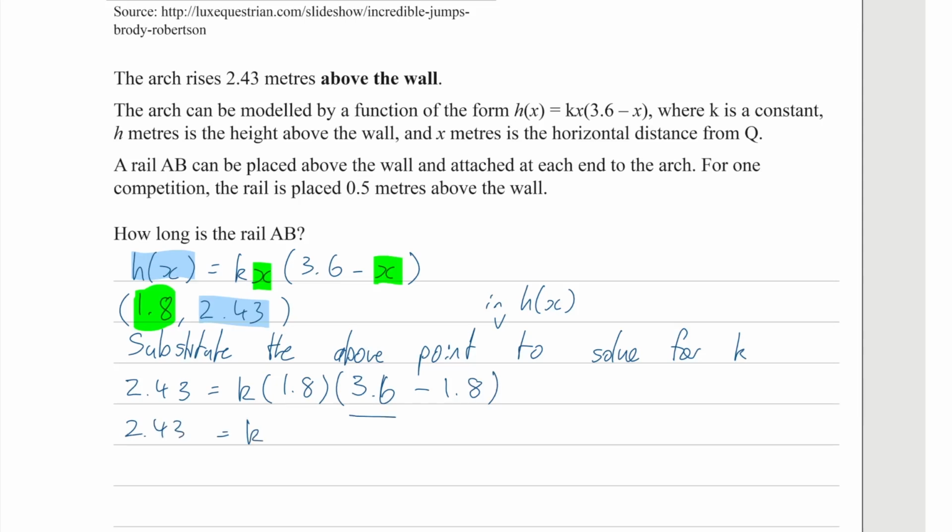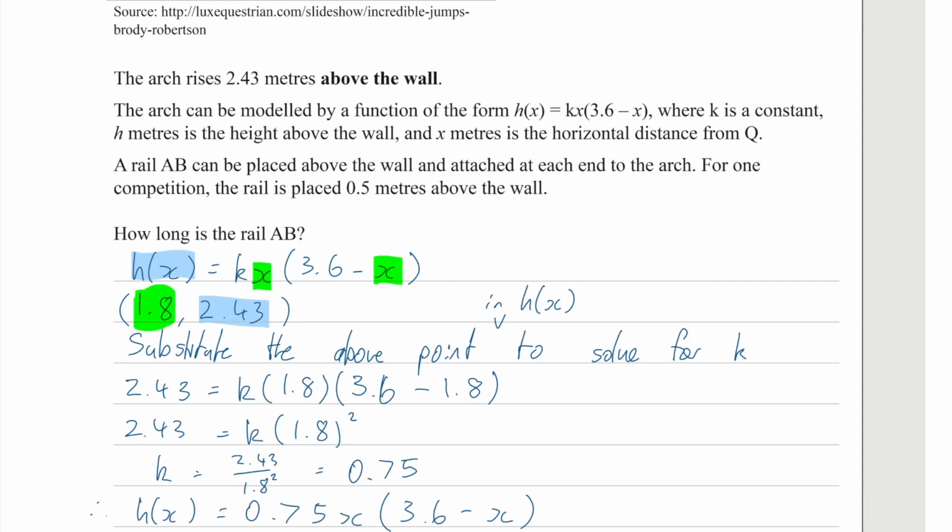So 3.6 minus 1.8 is 1.8. 1.8 times 1.8 is 1.8 squared. So k equals 2.43 divided by 1.8 squared, which is 0.75. So hence, the model is actually exactly 0.75x times (3.6 minus x). So we found that scaling factor k.